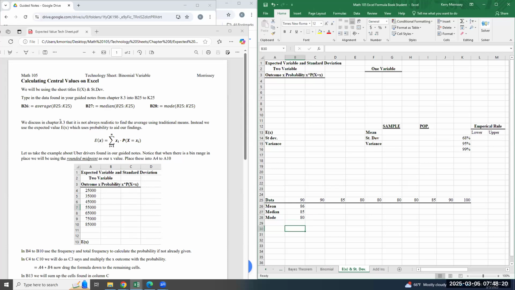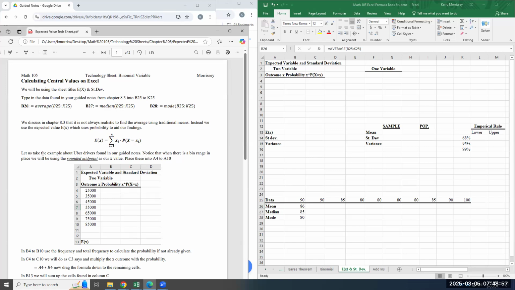Now, we also discussed in chapter 8.3 that it's not always realistic to find your average using the traditional means like such. Instead, we use your expected value. So that uses E of X, which also means your mean, so that mu, which uses probability to aid our findings. So we have this portion right here. This is the sum product. So this is the summation. And so we're going to be using something like that in the future, where we're taking all of your X values and then we're multiplying it by its probability.